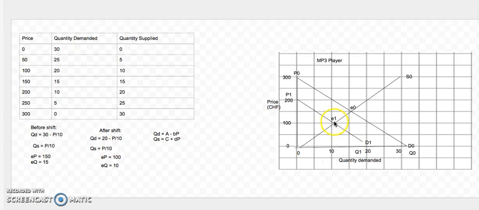Therefore, this is the point which tells us where the quantity supplied is the same as what is demanded by the people, and therefore which is the most efficient for the company owner.